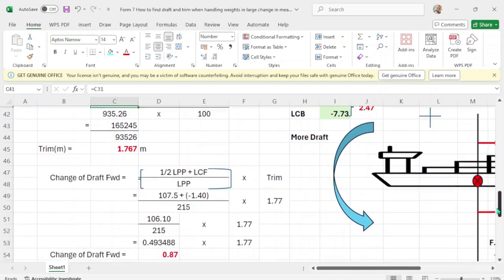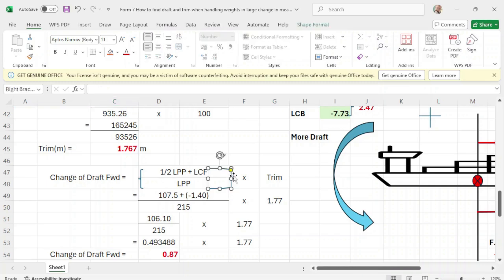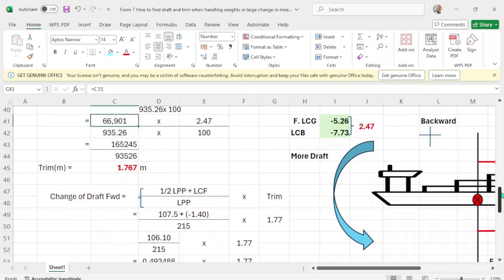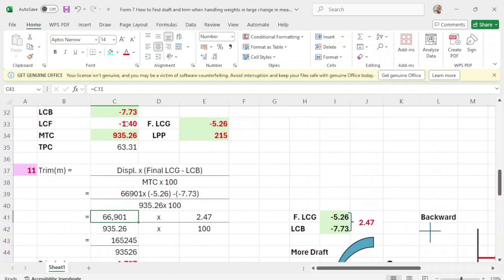The next thing you will do is to get the change of drop forward. The formula is 1/2 LPP plus LCF over LPP. So your LPP is 215. 1/2 of 215 is 107.5. So that will be 1/2 of LPP plus your LCF. LCF is negative 1.40, which is this one.